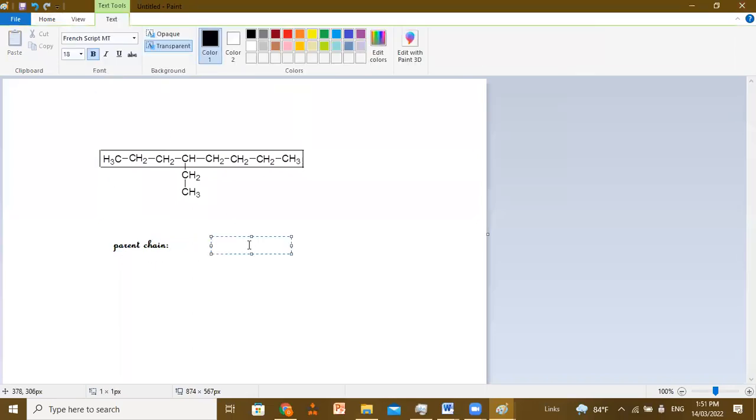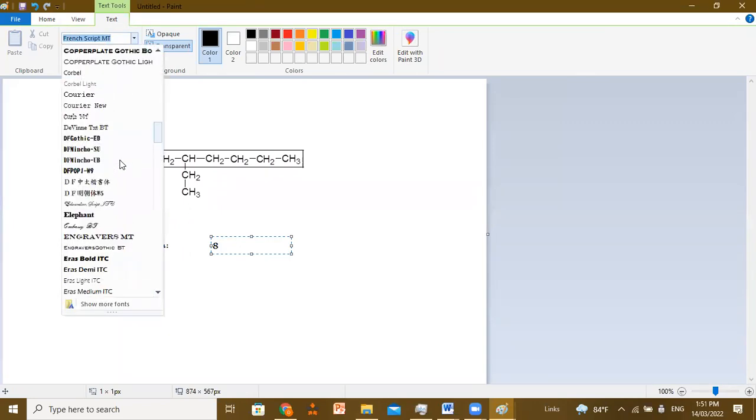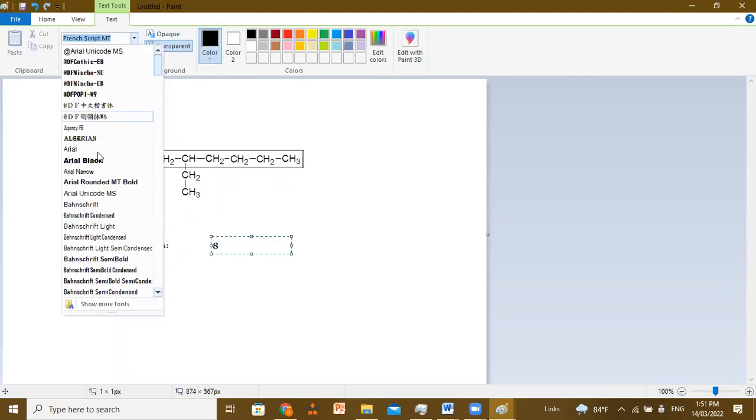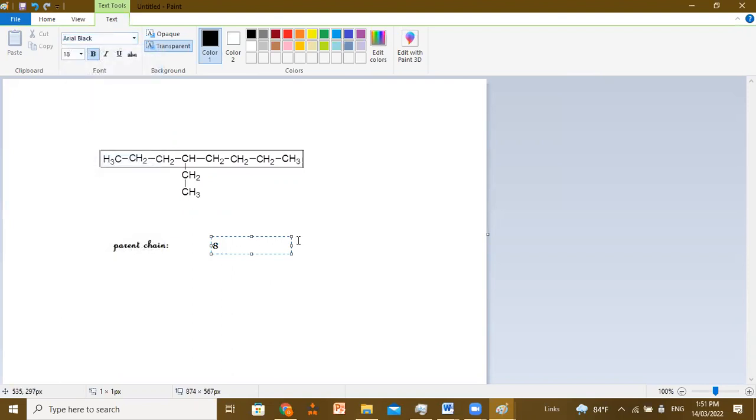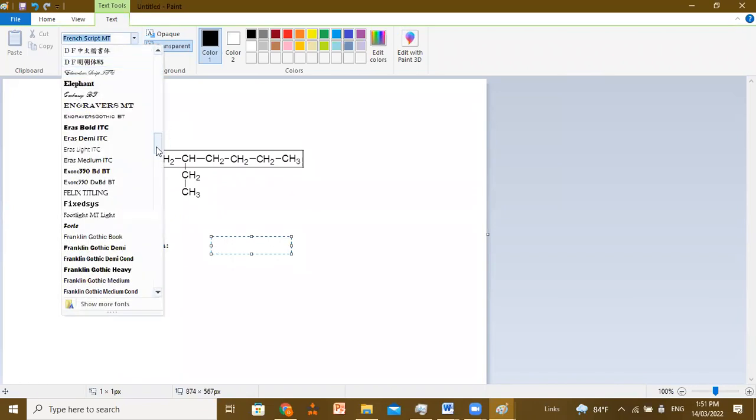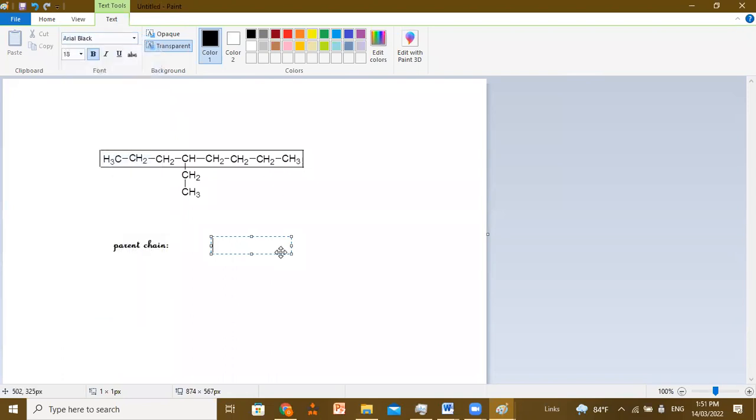So our parent chain contains 8 carbons, no? You have to remember, so 8 carbons, 8 straight carbons. So there are 8. There are 8 continuous.